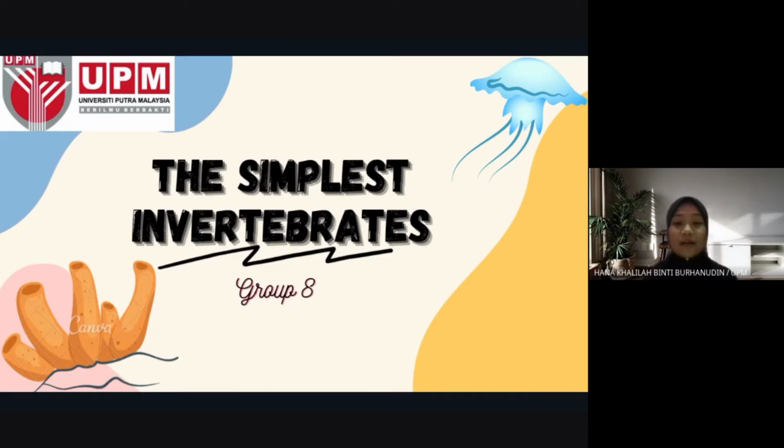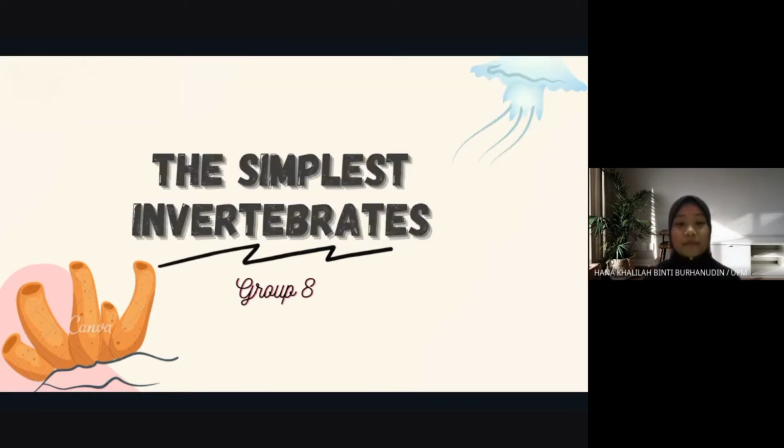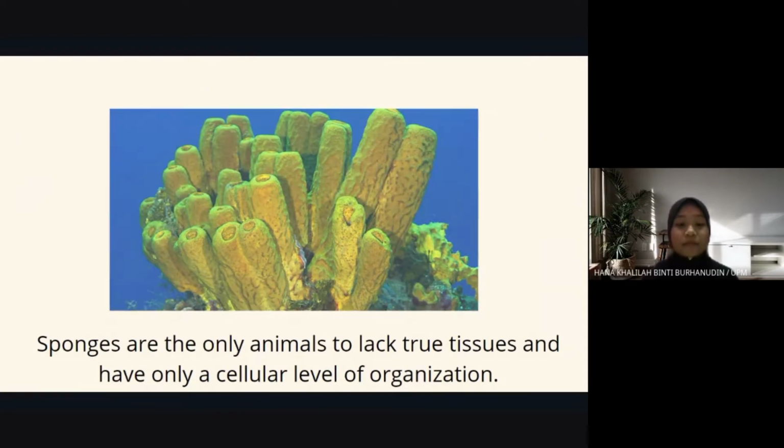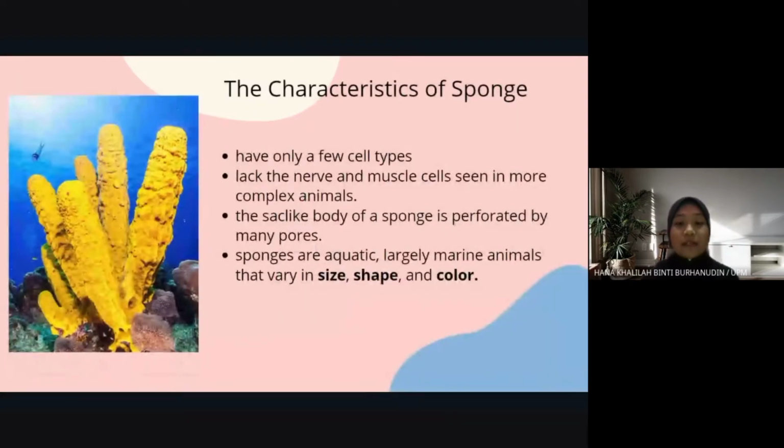So now let us start with sponge. Sponges are the only animals to lack true tissues and have only a cellular level of organization. The characteristics of sponge: sponges have only a few cell types, unlike the nerve and muscle cells seen in more complex animals. The circular body of a sponge is perforated by many pores. Sponges are aquatic, largely marine animals that vary in size, shape, and color.